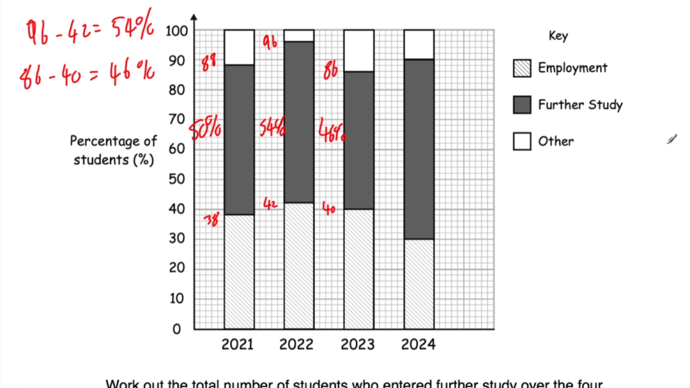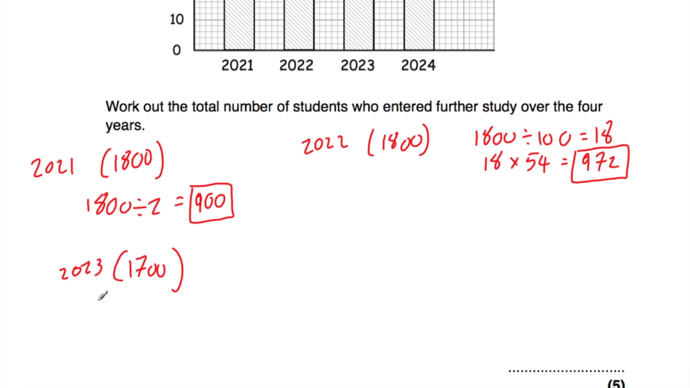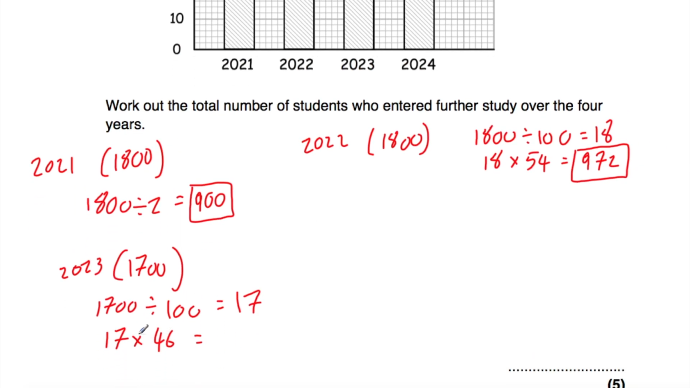So we want to find 46% of 1,700. So we're going to take our 1,700, divide it by 100 to find 1%, which is equal to 17. And then we're going to take the 17 and multiply that by 46. And 17 multiplied by 46 is equal to 782. So 782 students went into further study in 2023.